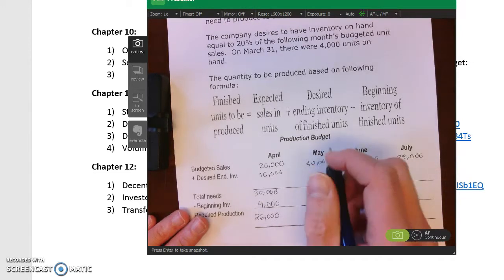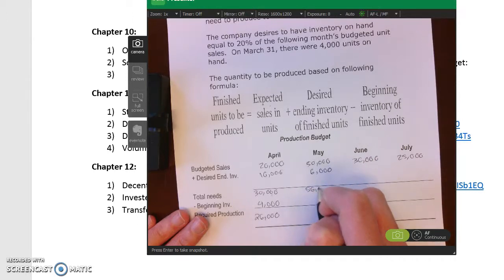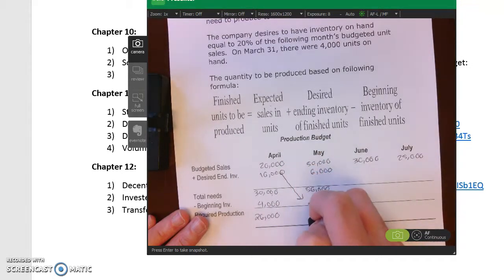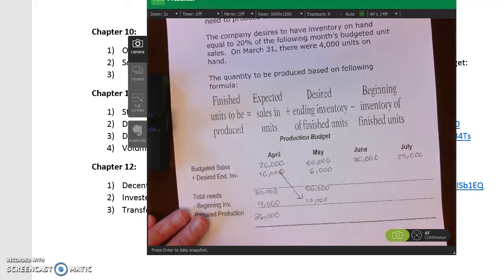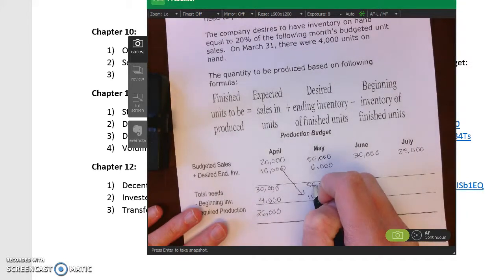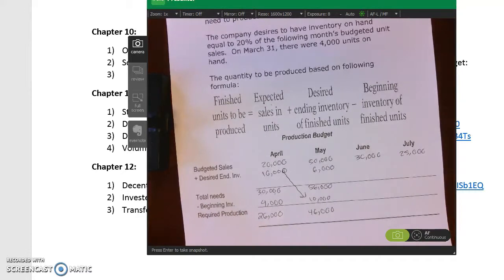I need to have 6,000 right over here, the 20%, 56,000. Now, what is beginning inventory for May? It is ending inventory for April, because this is April 30th at 11:59 p.m. You turn the clock 1 minute forward. That becomes midnight, May 1st. That's beginning. It's the same. Okay. So now what we have to do is we have to make, and this is the 6th, you have to make 46,000 units in May.